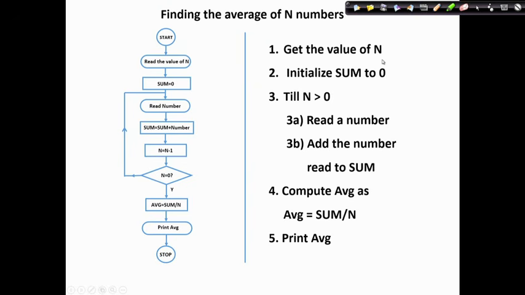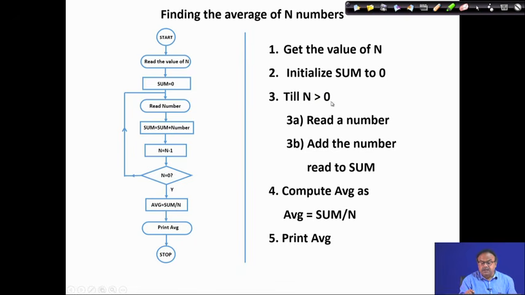So, get the value of n, initialize sum to 0, and now here I am talking of this looping: as long as n is greater than 0, read a number, and add the number that you have read to sum. You read a number, add the number read to sum.